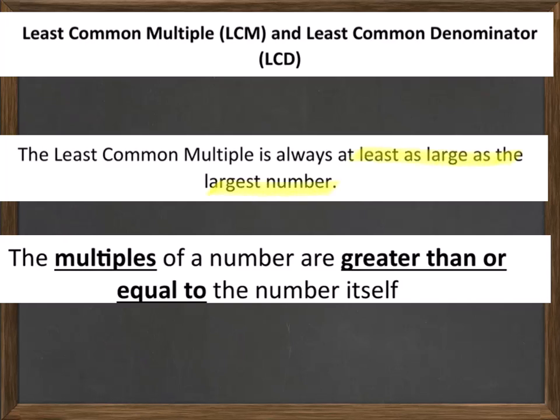This follows from the fact that the multiples of a number have to be greater than or equal to the number itself. In other words, I can't say that 4 is a multiple of 8. I can't get 4 by multiplying 8 by 1 or by 2 or by 3, can I? To get 4 from 8, I'd have to multiply 8 by what? I'd have to multiply 8 by 1/2, but 1/2 isn't an integer. Okay, so 4 is not a multiple of 8. Remember, the multiples of a number are at least as big as the number itself or larger.